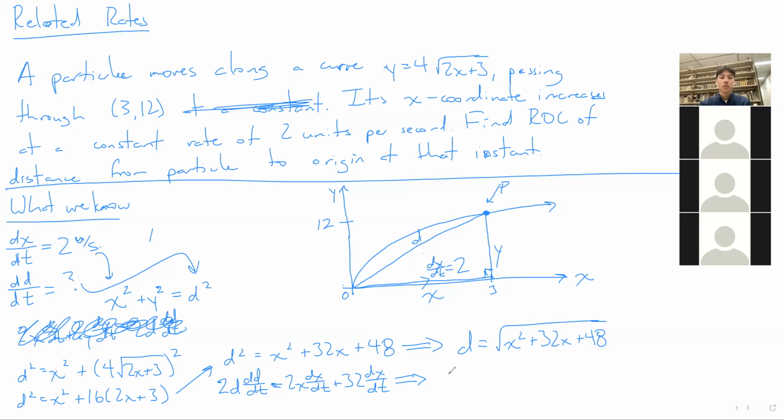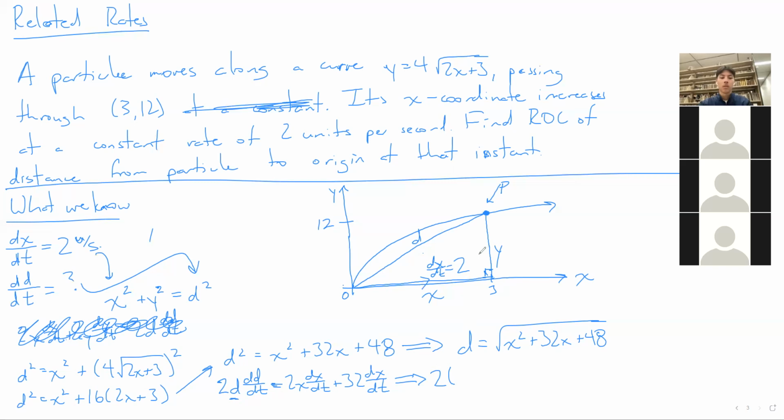Do I know what x is in this situation? Yeah, x would be 2. Not x. 3. x is 3. dx/dt is going to be 2. The only missing piece here is d. Do I know what d is equal to at this instant? If you use the Pythagorean theorem, you could find it. Yeah, so the x distance is 3.